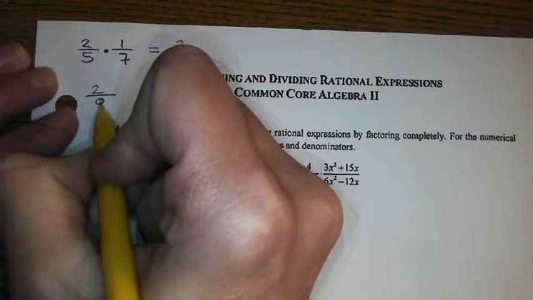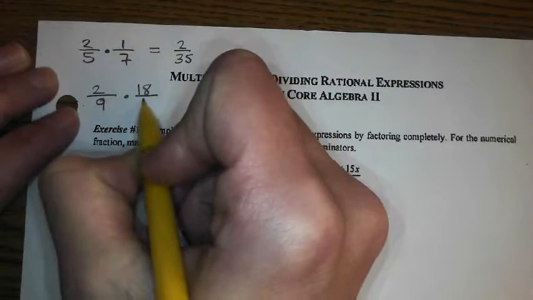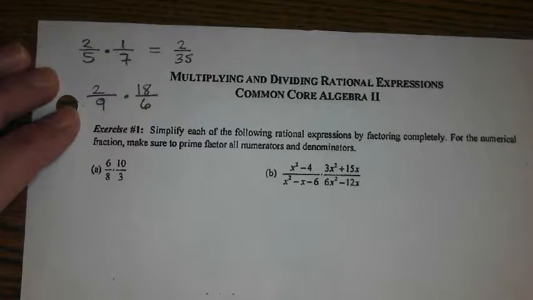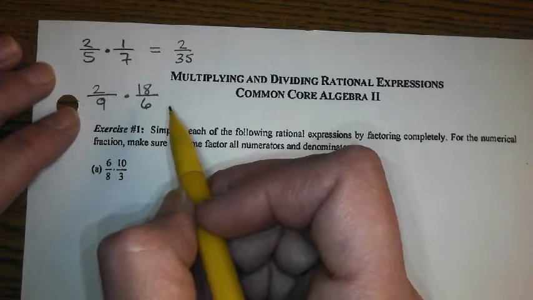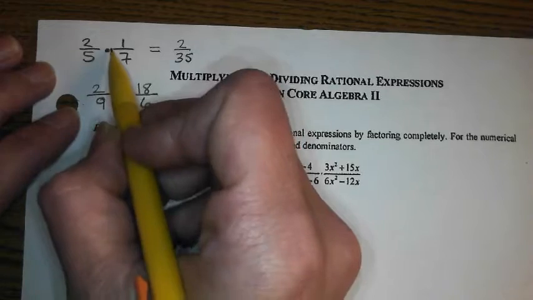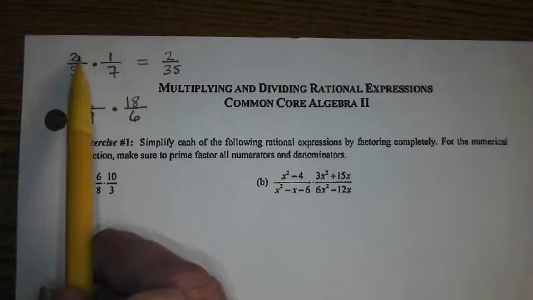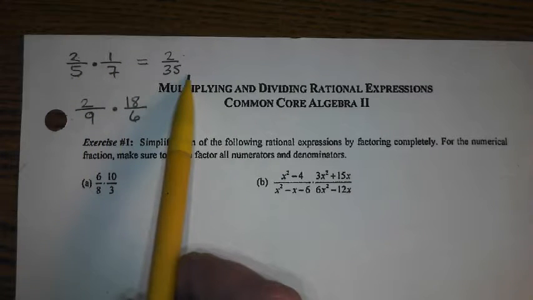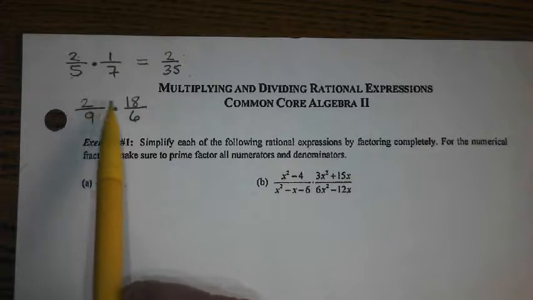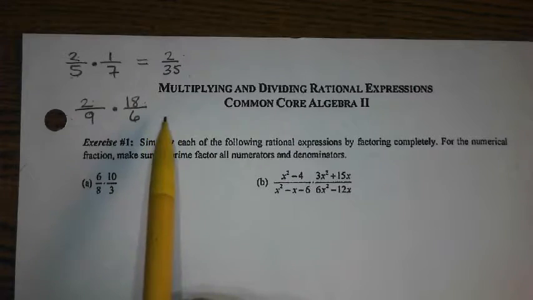2 over 9 times 18 over 6. Nope, you don't need the same denominator with multiplying. Needing a common denominator is when you're adding and subtracting. So you definitely do not want to waste your time doing that. Like Grace did in the first one, you just multiply across and multiply across. 2 times 1 is 2, 5 times 7 is 35. You could just multiply across here. 2 times 18 is 36 and 9 times 6 is 54, but that will then need some simplifying.